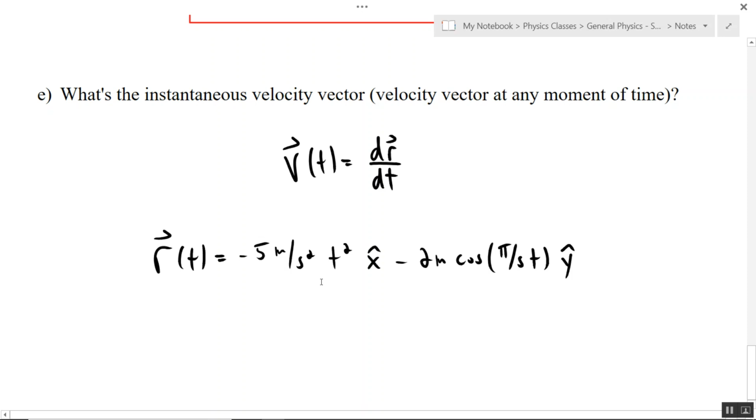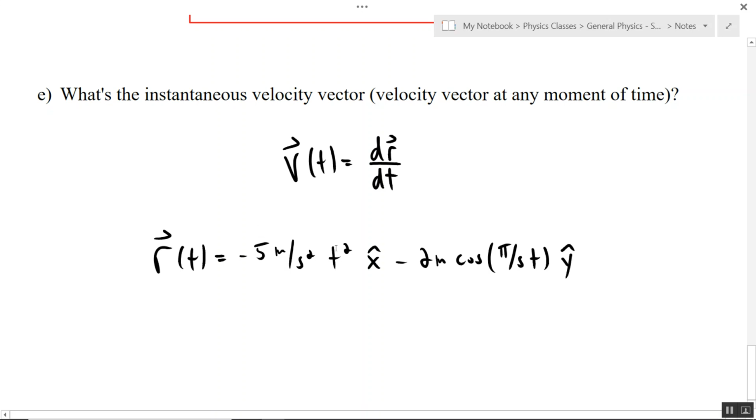I don't know if this was already asked, but by instantaneous velocity, do you mean like terminal velocity? No, terminal velocity is something else. Instantaneous means at any instant of time, what is the velocity vector? So what it means is, what is the velocity vector as a function of time?